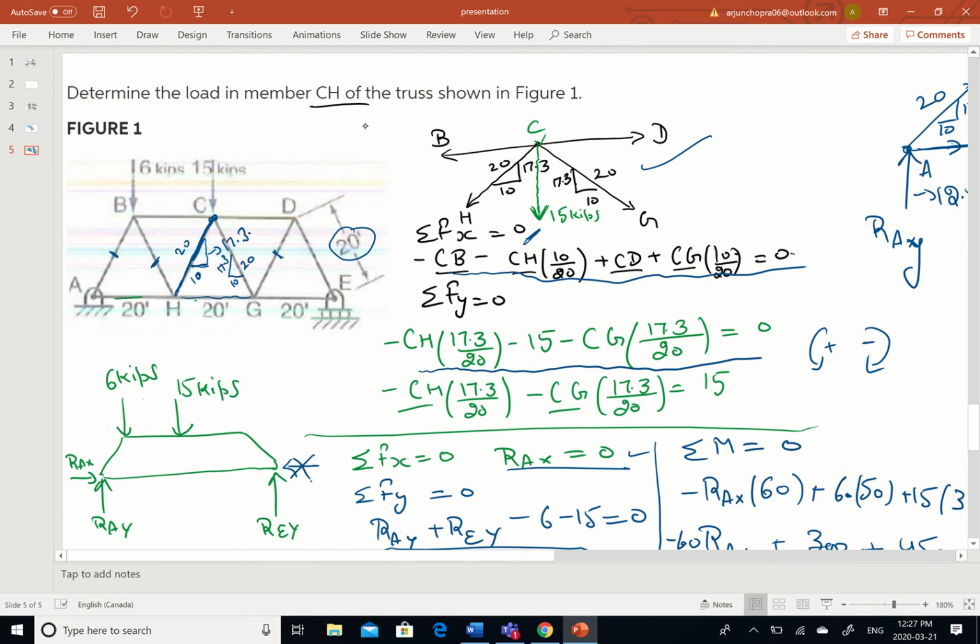I can't solve these values because I don't know the value of CB, I don't know the value of CH, neither do I know the value of CD and CG. And same case, I don't know any value here, I don't know any value here, so I can't solve this equation. I'm gonna get stuck. So in these questions, what we need to do, if we can't solve these equations about one point, we need to go back to the complete body diagram.